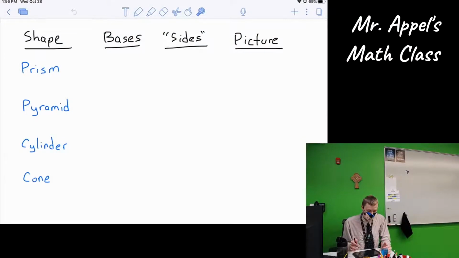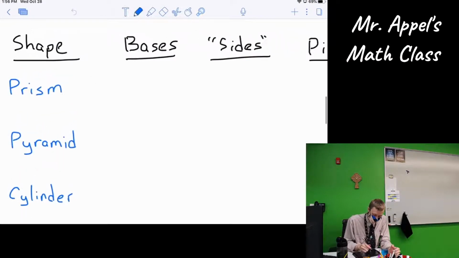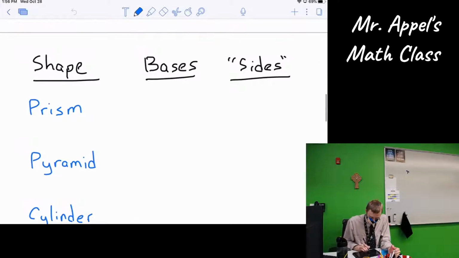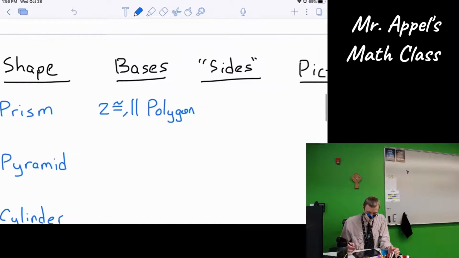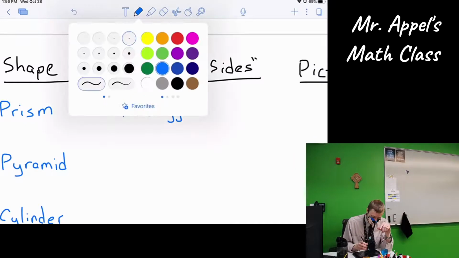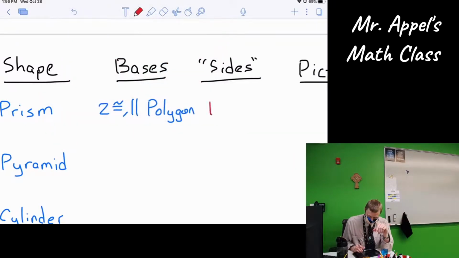We'll start with a prism. A prism is defined as a three-dimensional shape having two congruent and parallel polygon bases. And those two congruent polygons are connected to each other by a bunch of rectangles. So the sides of the prism are all rectangles.